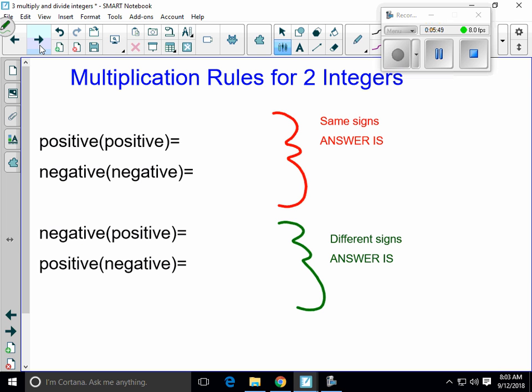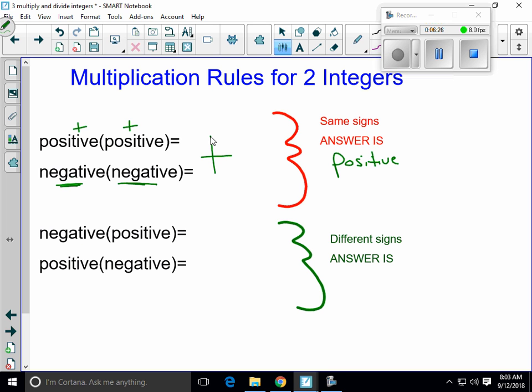Okay, so there were 4 cases that we spoke about, but really, there's only 2 rules to memorize. If you have a positive times a positive or a negative times a negative, those signs are the same, right? A positive is the same as a positive. A negative is the same as a negative. So if you ever have a multiplication problem where the signs are the same, your answer is always going to be positive.